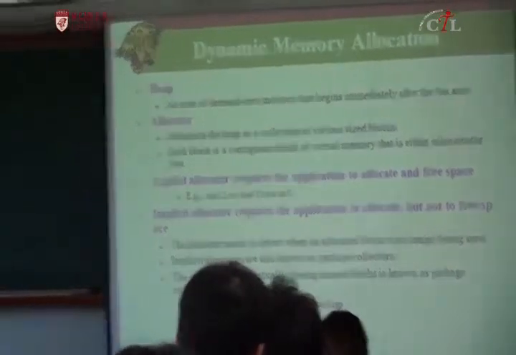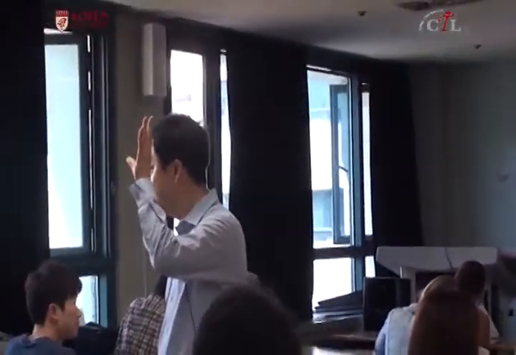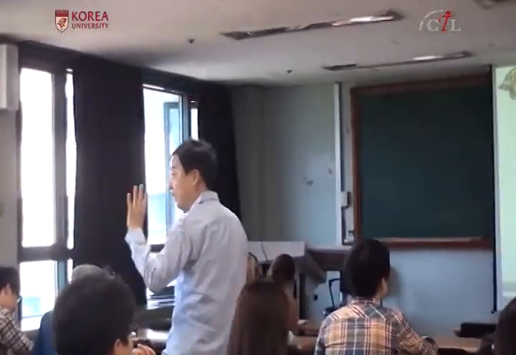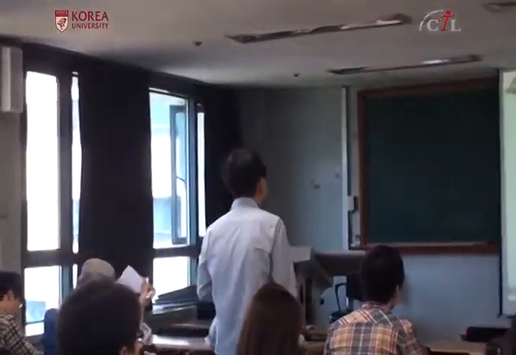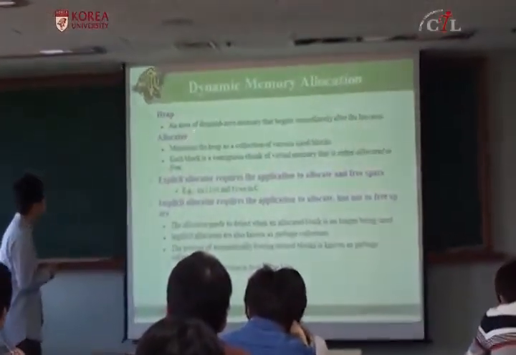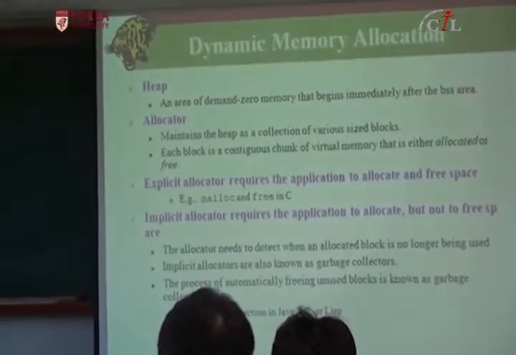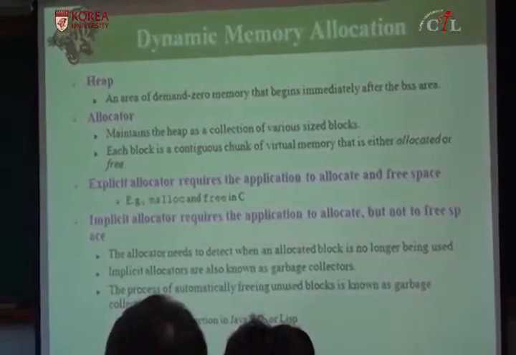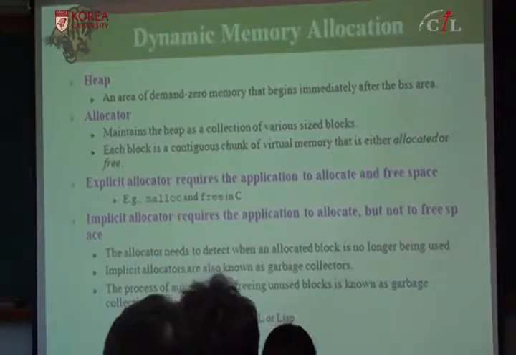Let's discuss the heap. So we know what the stack is, right? Stack frame. And we discussed the text segment and BSS and data segment and so on. But the heap, let's discuss more. The heap is called dynamic memory allocation. A heap is an area of demand-zero memory that begins immediately after the BSS area. So if you look at the memory map, you have text, data, BSS, and then you have the heap.